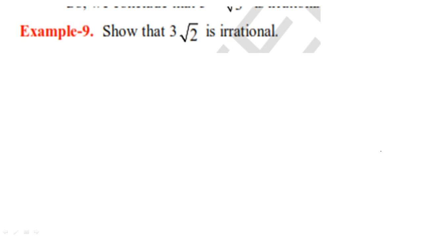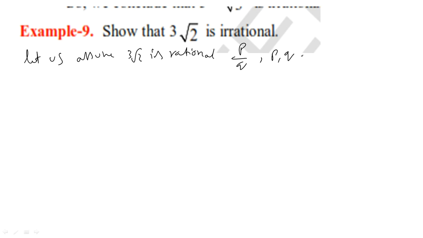Example 9. Show that 3 root 2 is irrational. Again, we use the contradiction technique. Let us assume 3 root 2 is rational. If 3 root 2 is rational, then it should be equal to p by q, where p, q are integers and q should not be equal to 0. So 3 root 2 is equal to p by q.